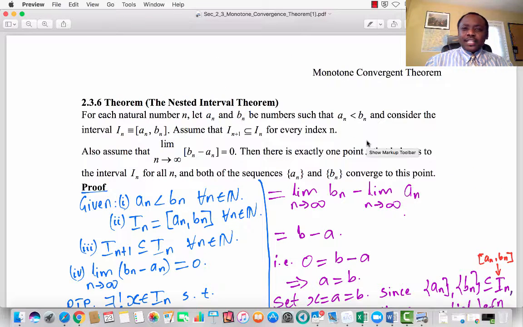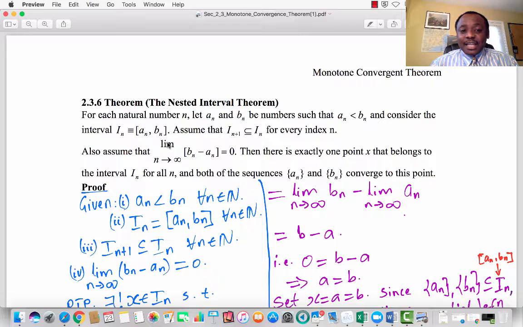And lastly, we look at subsection 2.3.6, Theorem, the Nested Interval Theorem. For each natural number n, let a_n and b_n be numbers such that a_n is strictly less than b_n. Consider the interval I_n defined by I_n equals the closed interval [a_n, b_n]. Now assume that I_(n+1) is a subset of I_n for every natural number n.